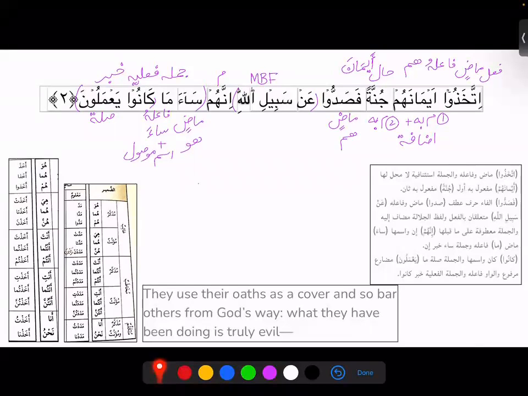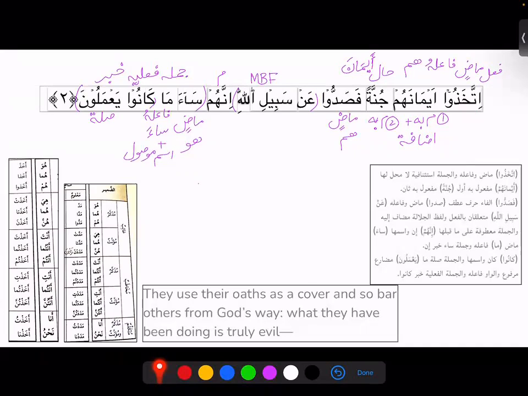This is an idafa construction. And again, this is a good example over here. Ittakhazu is again a verb that is going to take two maf'ul. So aymanahum, they took what? They took their oath. So this is one maf'ulun bihi. And they took their oath as what? Junnatan, as a shield. So it is getting two maf'ul. Ittakhazu aymanahum junnatan.